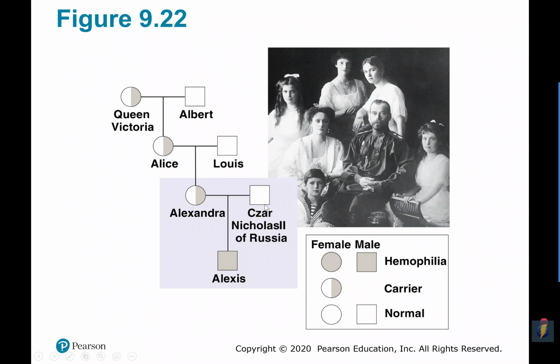Alexandra then had children with Nicholas II of Russia, and their child, Alexis, male, got the recessive allele on his X chromosome from his mother Alexandra. And since he didn't get an X chromosome but a Y chromosome from his father, the recessive allele is able to show up. So that's how a recessive X-linked trait works, such as hemophilia.